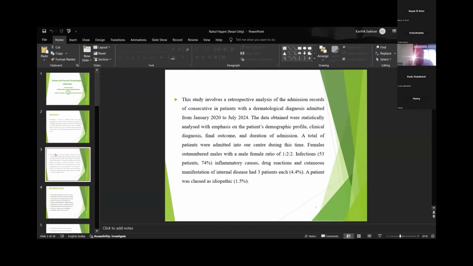Female patients were more numerous, and the male to female ratio is 1:2.2. Infection pattern accounted for 53 patients, that is 74%. Inflammatory cases, drug reactions, and cutaneous manifestations of internal disease accounted for the rest, and patients classed as idiopathic were 1.5%. This case is rare.